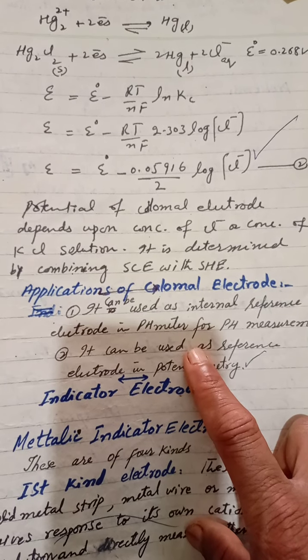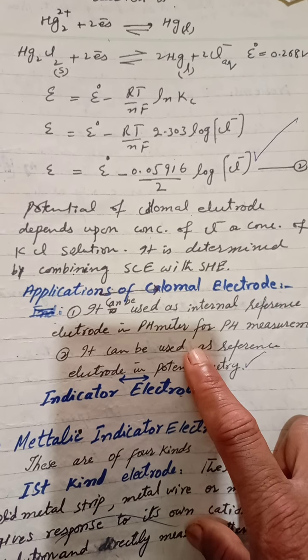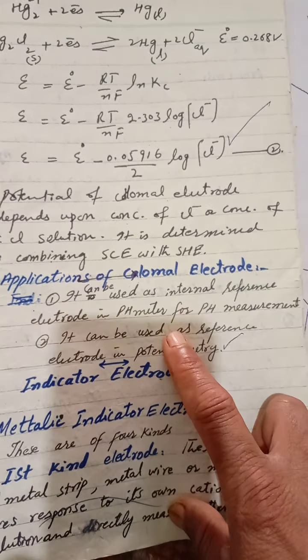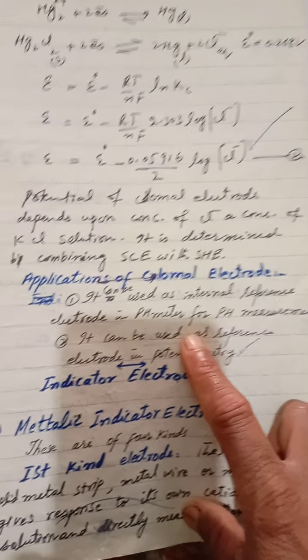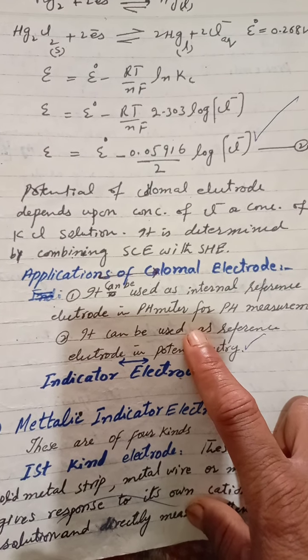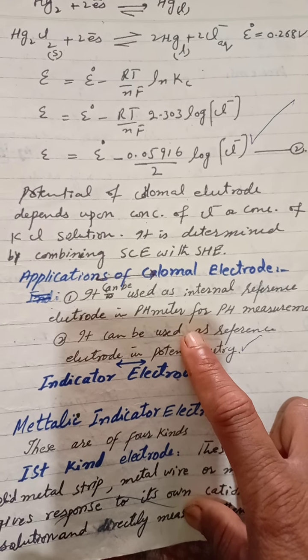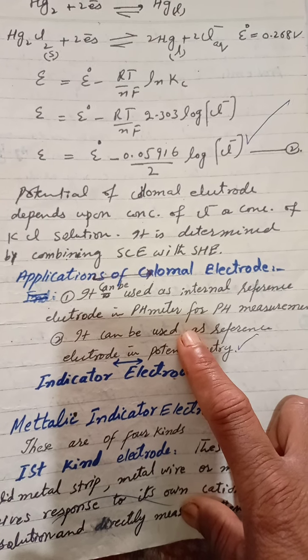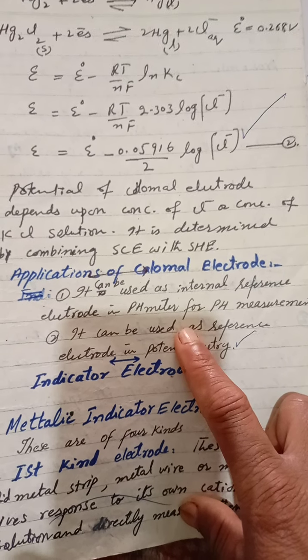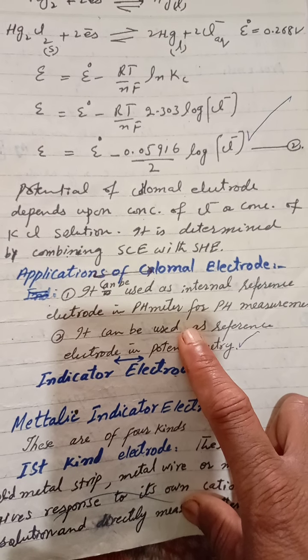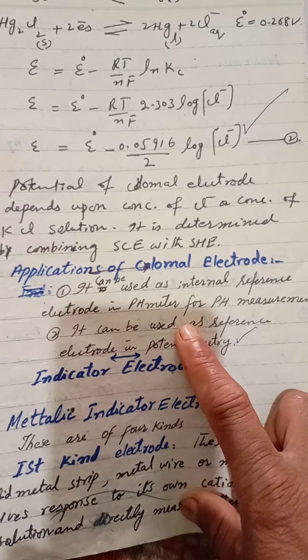The potential of the calomel electrode depends upon the concentration of Cl negative ions, or the concentration of KCl solution. It is determined by combining the calomel electrode with the SHE. Applications of the calomel electrode: it can be used as an internal reference electrode.